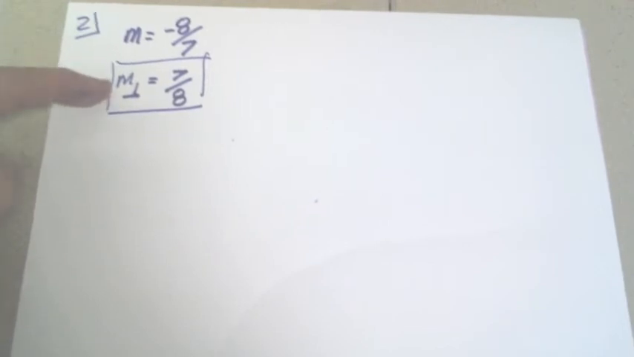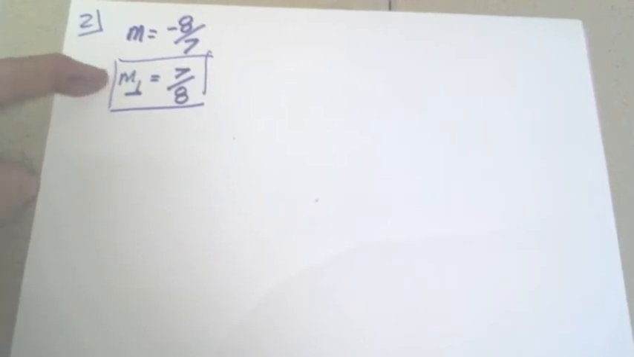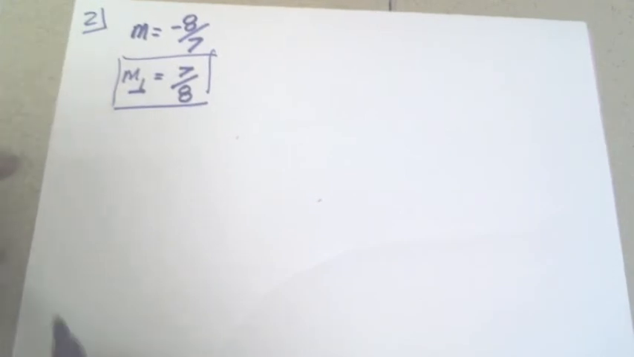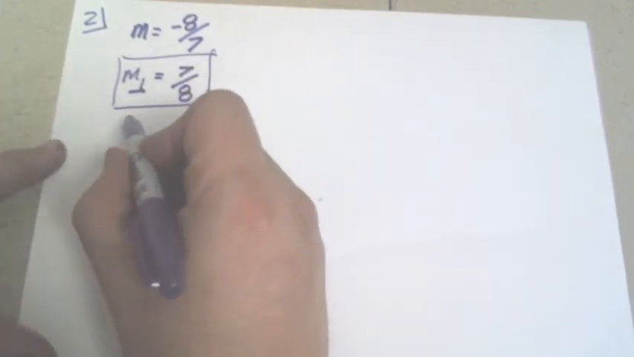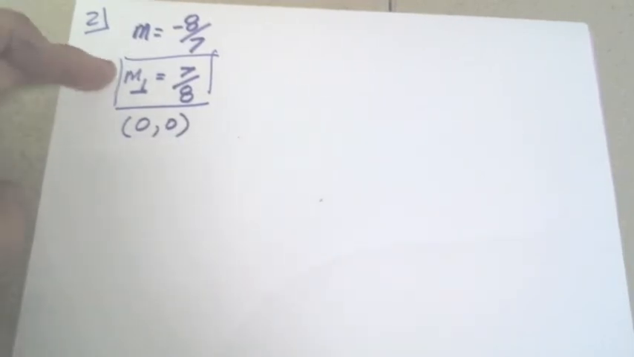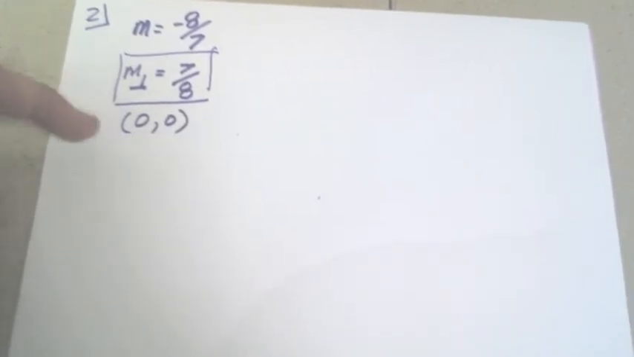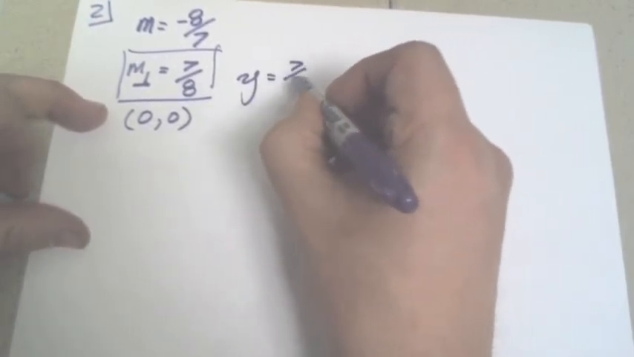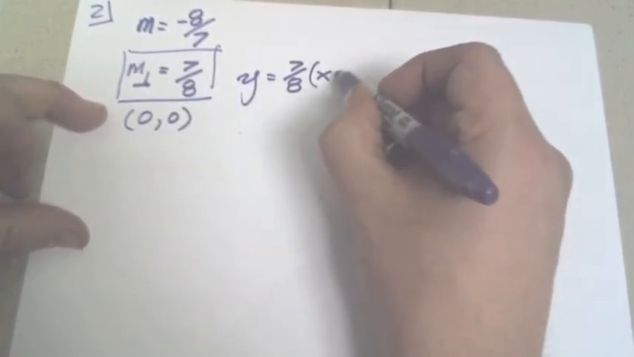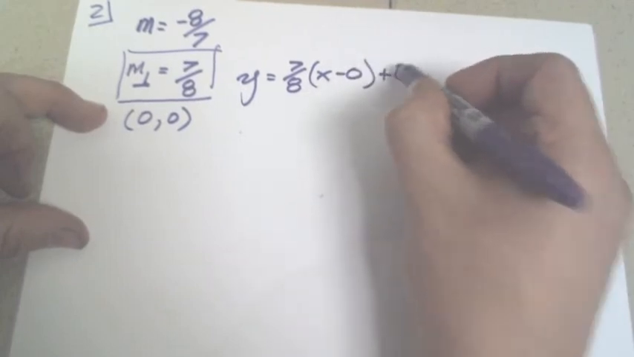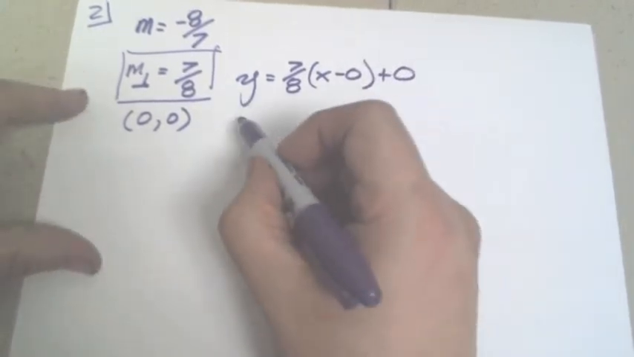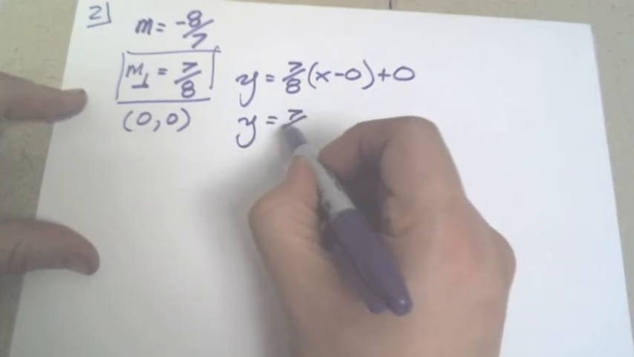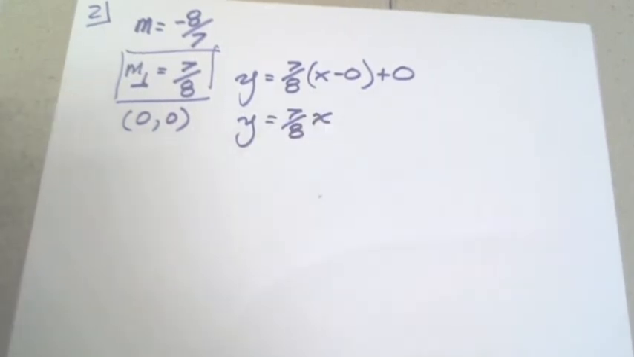We have this slope. Question 2 also says we have to pass through the origin. Origin is the point (0, 0). So we have to make sure we have this point and this slope and pass through that point. So y has to equal 7/8 x minus 0 plus 0, if you want to get that formal about it. So y will equal 7/8 x.